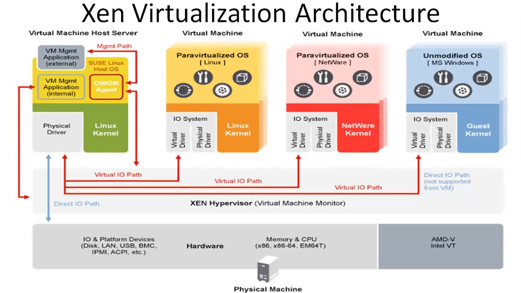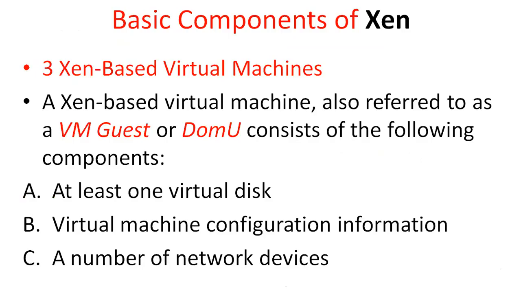By using virtualization technology, if you install any operating system, those operating systems are called a virtualized operating system. Which type of virtualization are you applying? Para virtualization, and then unmodified virtualization. Here, the Xen-based virtual machine, also referred to as a VM guest.